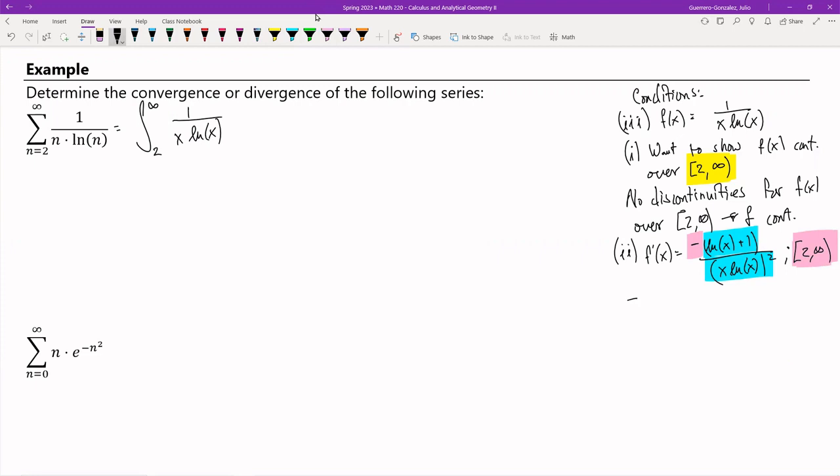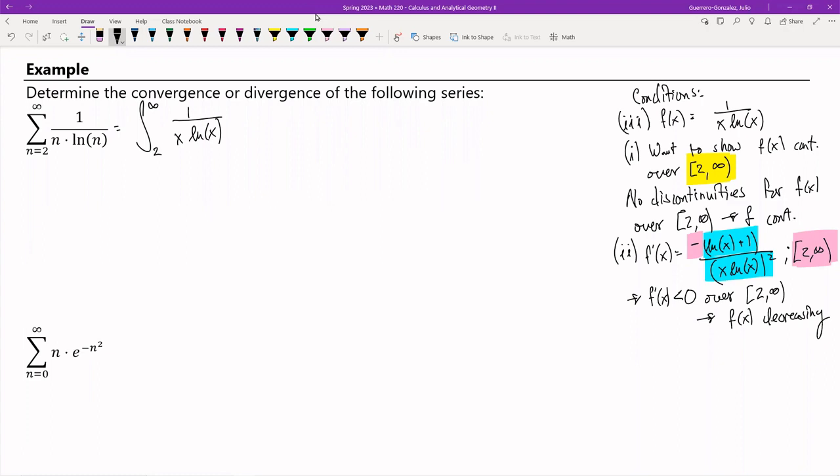So f prime of x is less than 0 over, whoops, not negative 2, over 2 to infinity, right? And therefore, f of x is decreasing. All right, we have everything satisfied for our conditions for this particular function. We're off to the races. So now we can take the integral of the series, and depending on that answer, we can determine whether or not this series either converges or diverges.